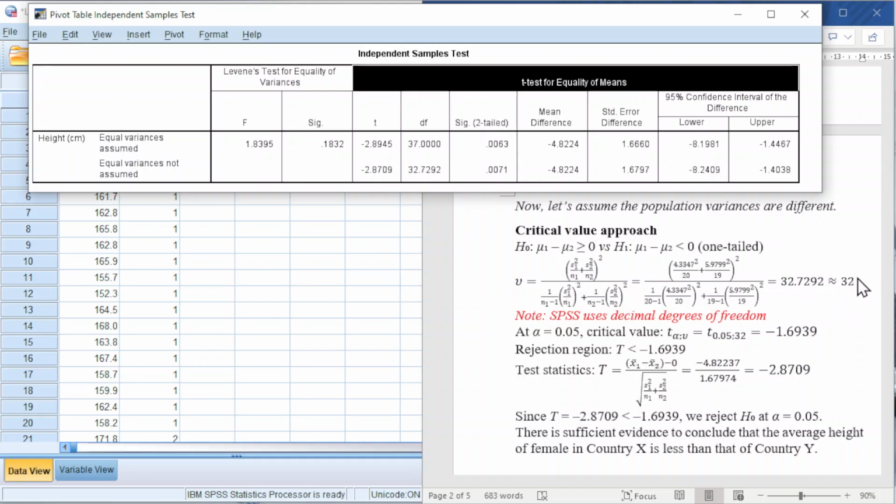If we compute manually, we should always round down the value, but we should bear in mind that SPSS always takes decimal degrees of freedom. So if we compute the value manually, we might obtain a value that is slightly different from what is provided by SPSS. This one we should take note. And with different degrees of freedom, we should have a different critical value as well.